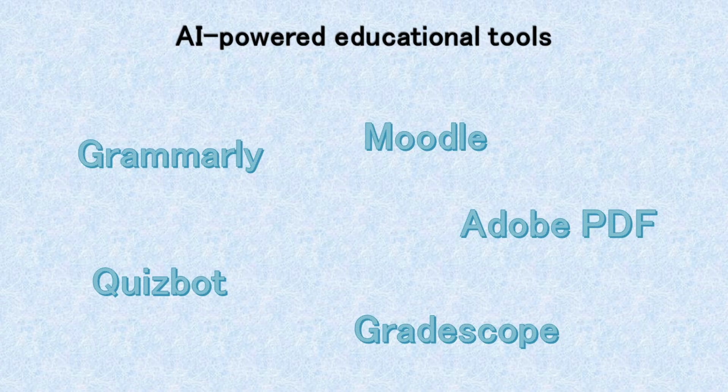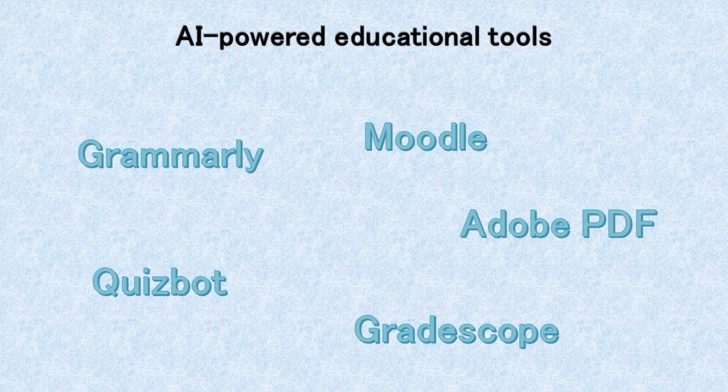What are some examples of AI-powered educational tools that teachers can use in the classroom? Let me give you just a few examples. Grammarly helps teachers with writing by offering suggestions for grammar, punctuation, and style. Quizbot uses AI to automatically generate quizzes based on study material or lecture content. Adobe PDF with AI-powered tools can be used to convert scanned documents into editable text and auto-summarize content, making feedback on assignments more efficient.